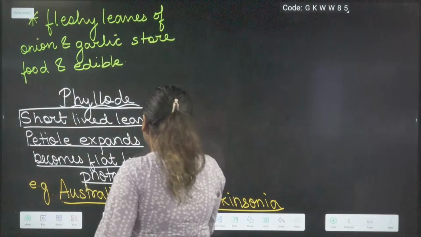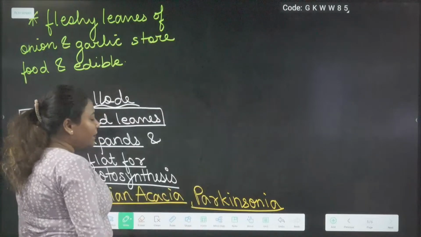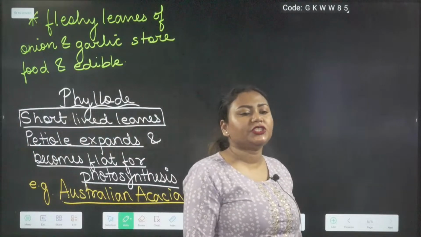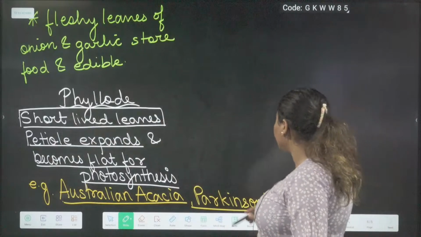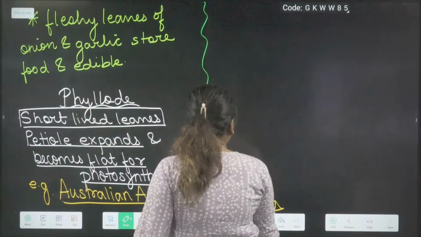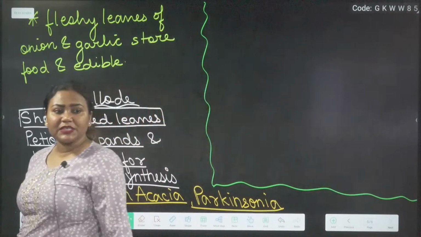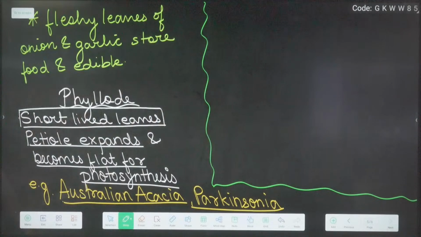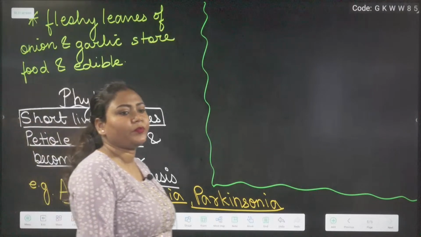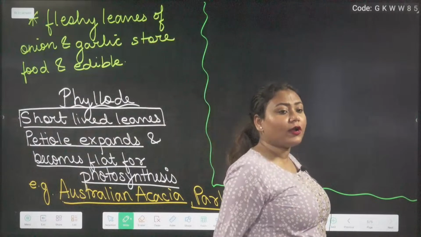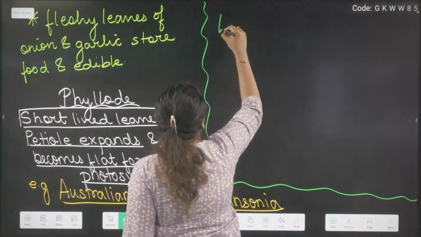Do you know pitcher plant? Tell me, what does pitcher plant do? Traps insects, eats insects. Okay. Why does it trap insects and eat insects? Can you tell me? Yes, Manya. For nitrogen.